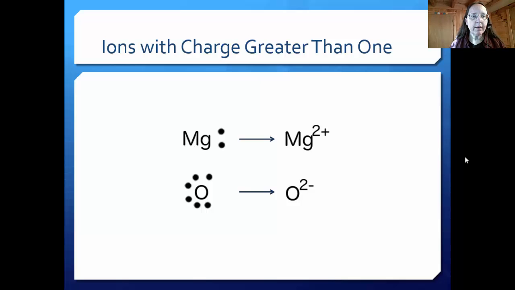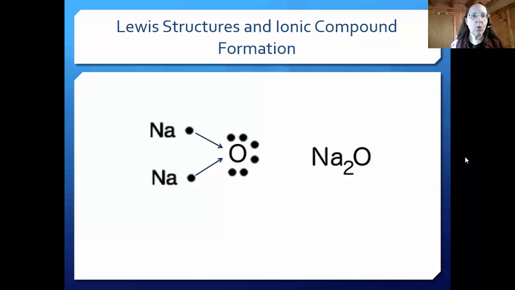The formation of ionic compounds may require more than one ion of one or both elements in order for the electron transfers to give each atom a complete octet. We will practice the combination of ions of different charges in class.